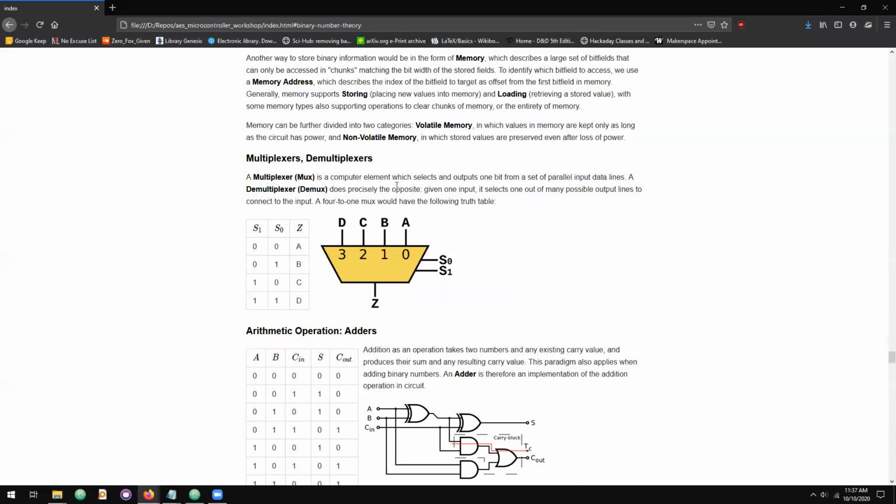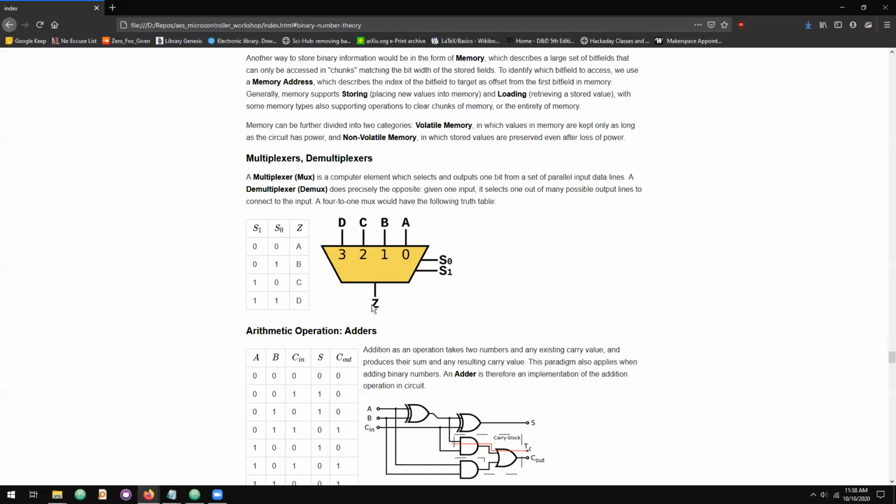The next kind of computer element I want to talk about is called a multiplexer. A multiplexer is a way of taking a number of data lines, selecting one of them, and giving that as an output. And its complement, the demultiplexer, also exists, where you take one input, you select a data line that you want it to be sent to, and it is sent to just that data line.